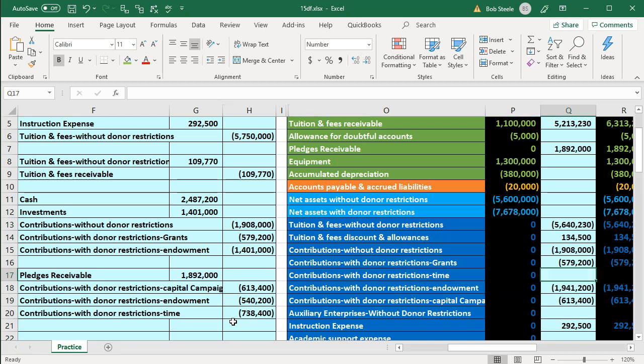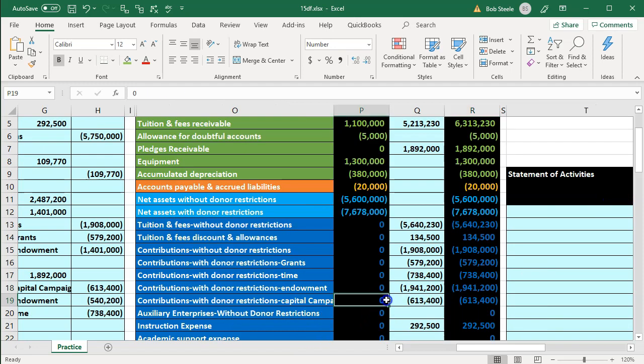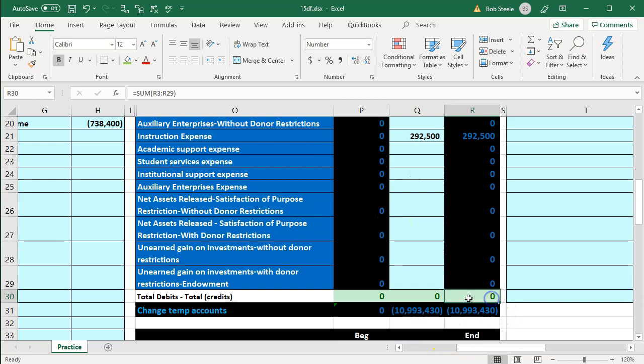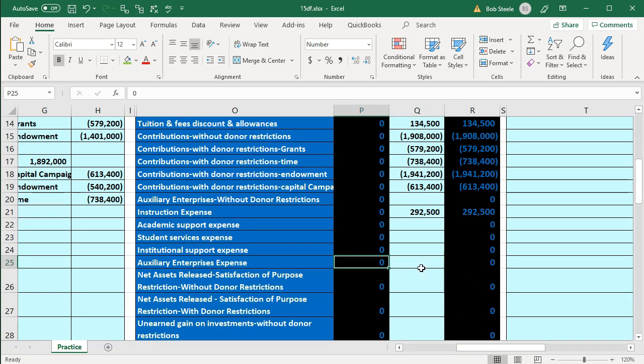And then we have the contributions with restrictions, but this time only time being the only restriction. That's going to be in cell Q17. So within cell Q17, I'm going to say equals. Scroll over to that 738,400 and enter. And there we have that. So if we scroll back down, we see that we are back in balance given by the green zeros. So that looks good. We're good to go.